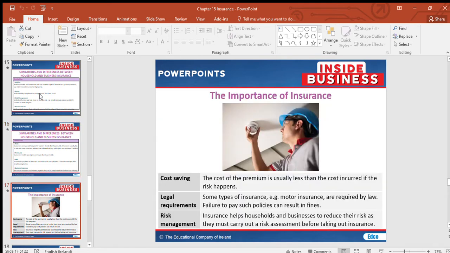Importance of insurance. So 4 different headings. Cost savings. Cost of a premium is usually less than the cost incurred if the risk happens, and that should be quite obvious. If you are paying whatever, €1,000 a year for insurance for your car, and your car is valued at €12,000, in the event of you crashing that car, you'll be very happy that you paid that €1,000.